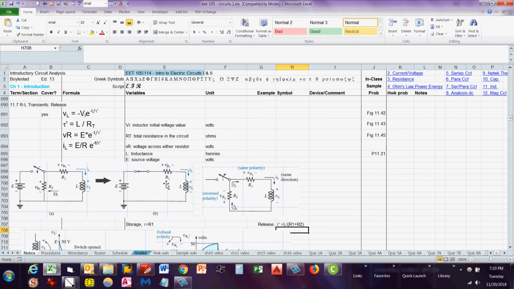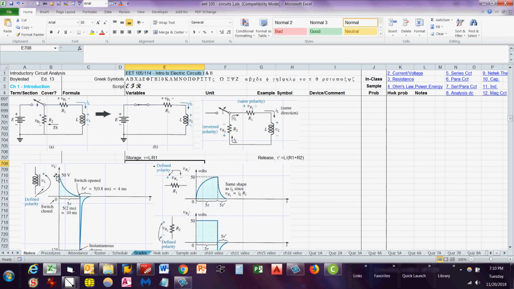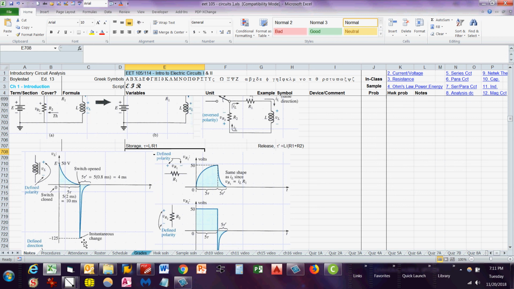Here we go. And then in the storage portion, which is up here, it's L divided by R1. So this is the charging phase, or the storage phase, where V sub L starts off at E and it decays down to 0 after 5 tau, and then it goes negative because it's pumping current the same direction. So really this is the plus side of it, but we're defining it this way, so it becomes negative and then it decays down to 0 after 5 tau prime.